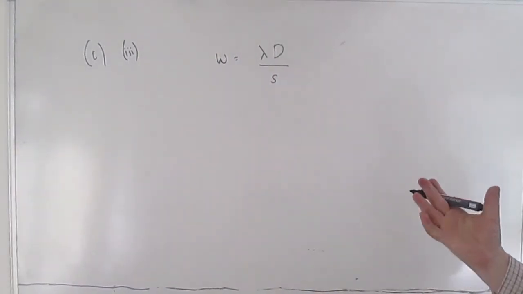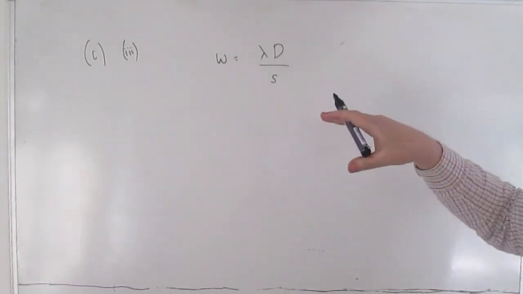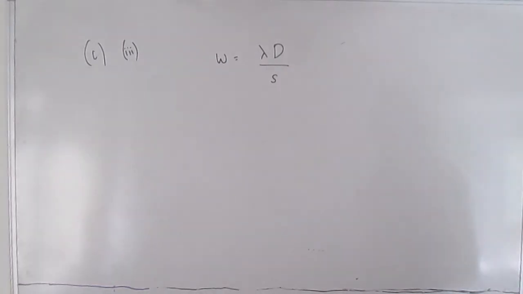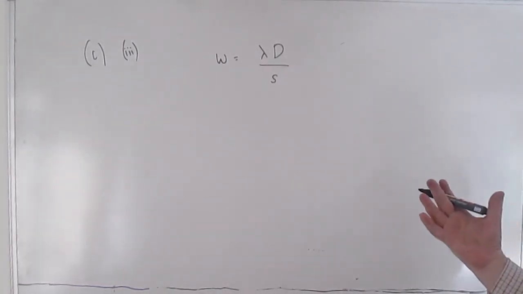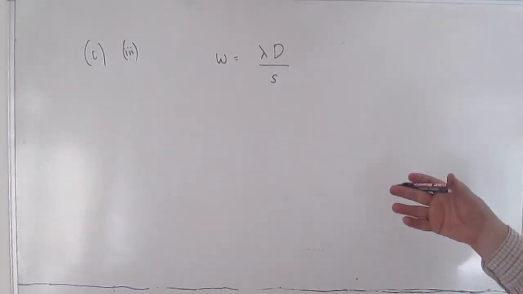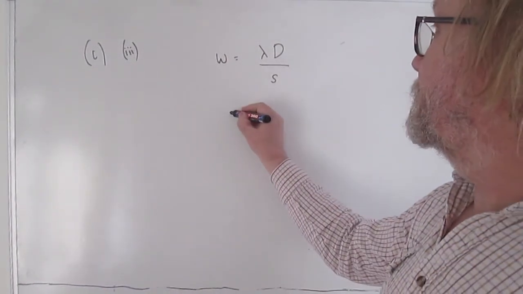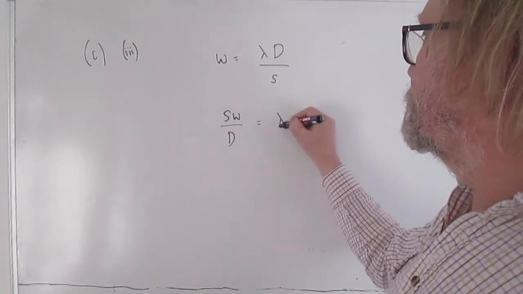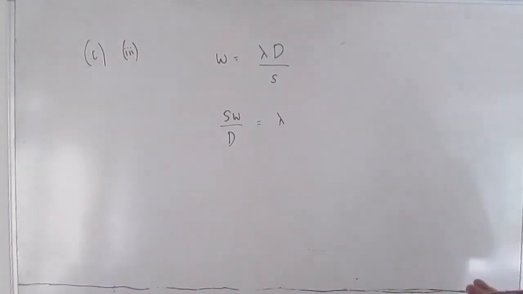So fairly obviously, if you know what the geometry of your setup is, in other words, if you know what S and D are, and you can measure W on the screen, you can figure out what lambda is just by rearranging that to get SW over D is equal to lambda. And that's a good experiment to measure the wavelength of a source. But what it's asking you is, if you want to try and make that measurement as accurate as possible, how should you change the apparatus?